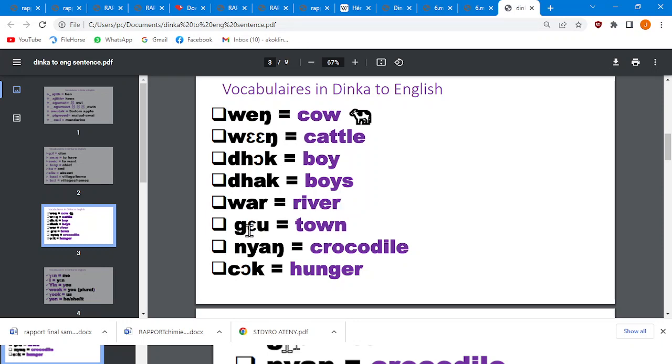Geo means town. Geo is a Dinka word which means town. You can see geo, town. Nya, nya, nya. This is one nya, a nga.